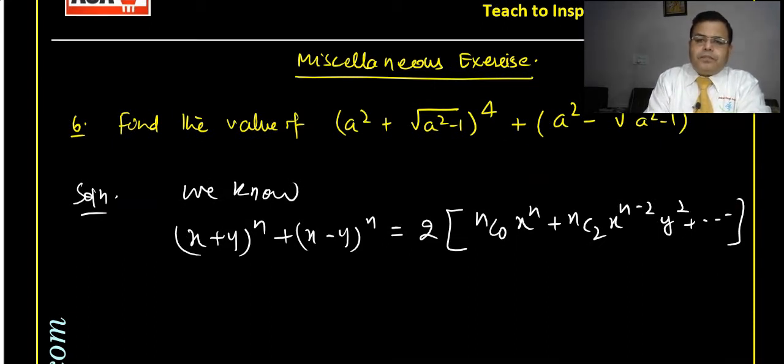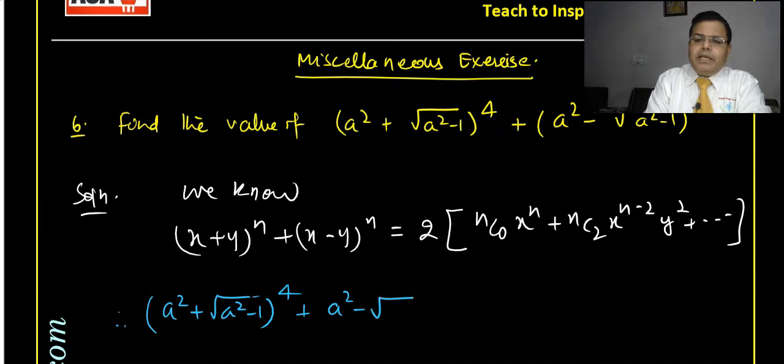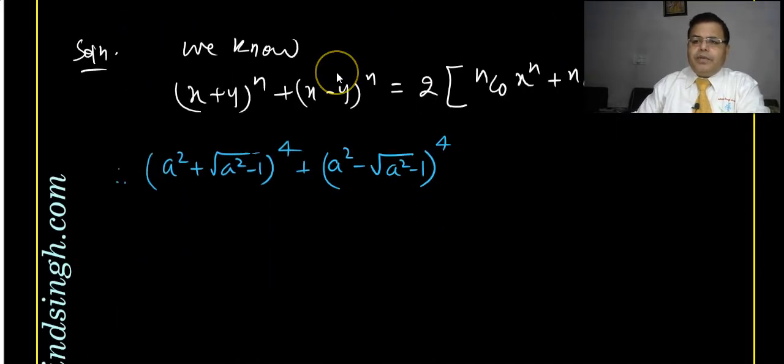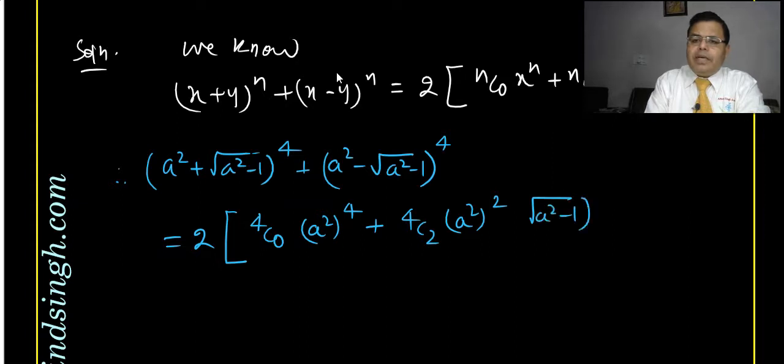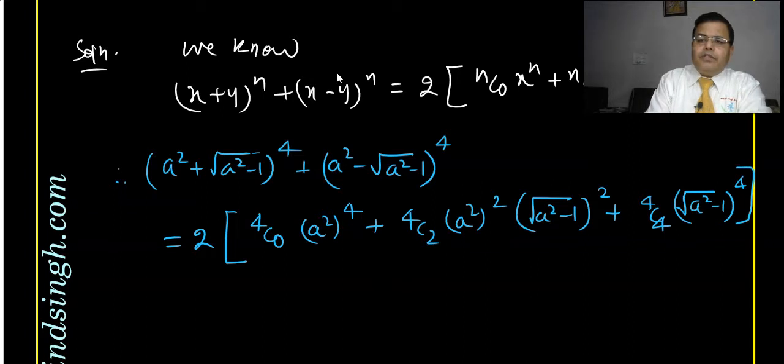Therefore, we can write that (a² + √(a² − 1))⁴ + (a² − √(a² − 1))⁴ is equal to twice the even coefficients. This means 2 times [4C0 (a²)⁴ + 4C2 (a²)² (√(a² − 1))² + 4C4 (√(a² − 1))⁴]. So we can do that.